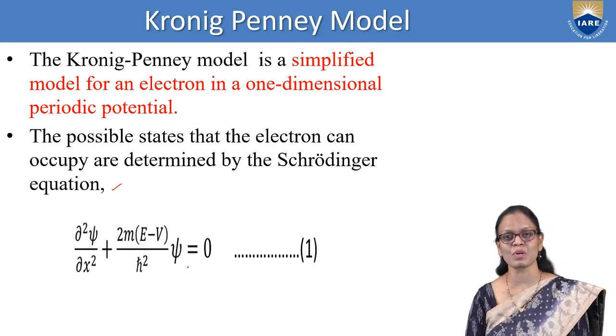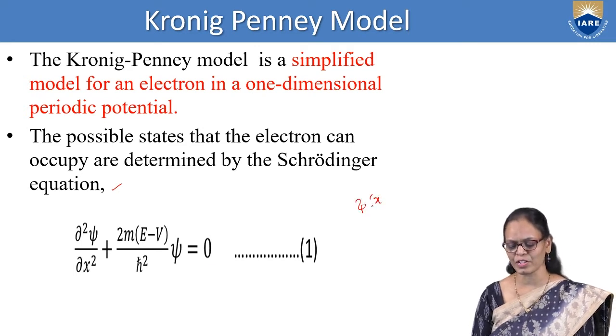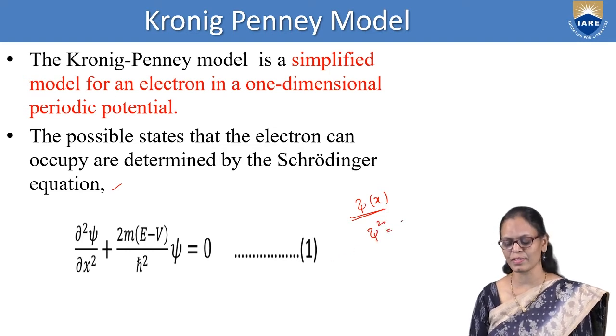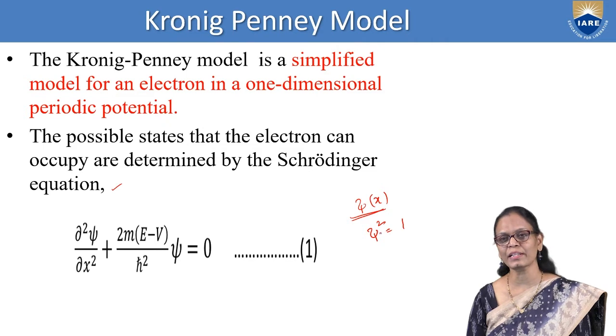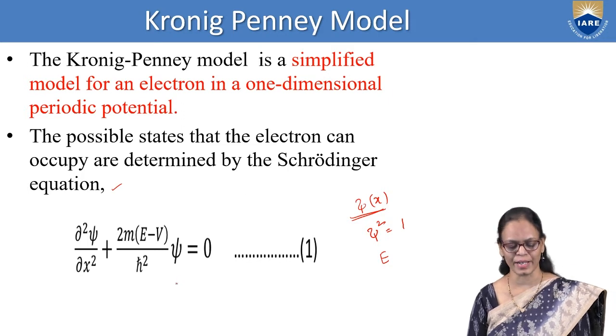Once you solve this Schrödinger wave equation, the solution gives us the wave function. Once you get the wave function, you can find the probability by normalizing it, so that the integral of psi squared is equal to 1. And once you get this, you can also find the energy of the states, which we call the eigenstates.